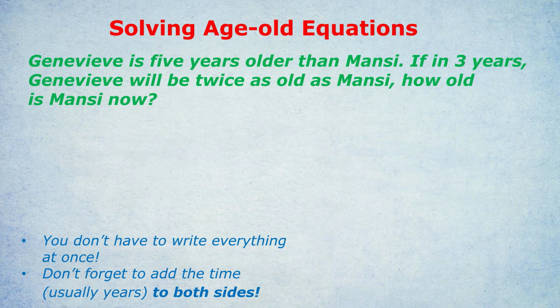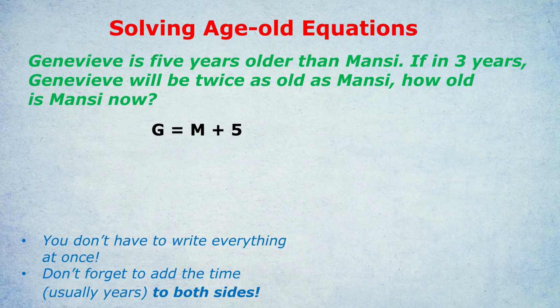Let's now deal with the easier equation. Genevieve is 5 years older than Mansi. Notice the is. Genevieve is. An is like an equals. So we would write G for Genevieve. G equals Genevieve is 5 years older than Mansi. M plus 5. G equals M plus 5. That's the easier one.